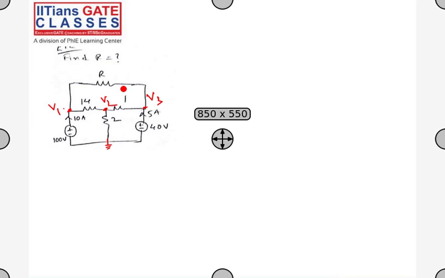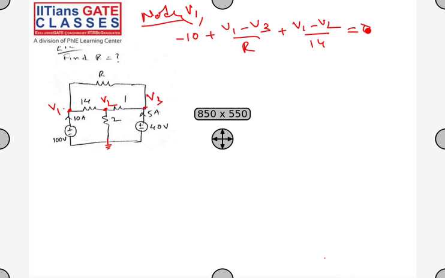So tell me the node equation at node 1, V1. V1 is 100 volts, you already have that. So all the leaving currents at node V1, tell me all the leaving currents. So this is -10 plus (V1 minus V3) by R plus (V1 minus V2) by 14 is equal to 0. I already have V1 and V3 values.